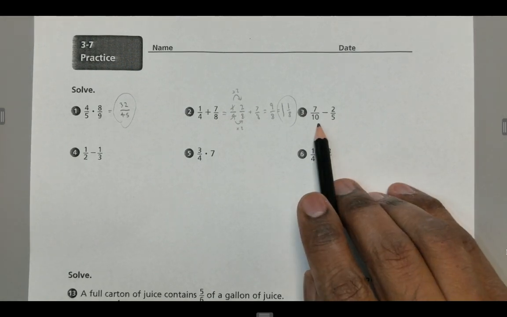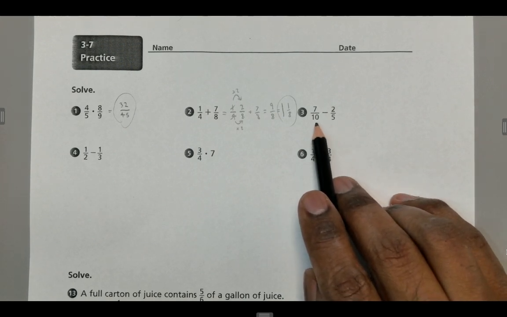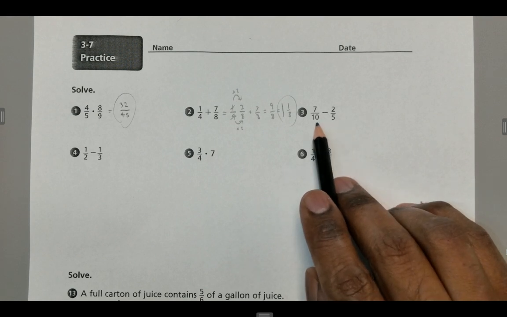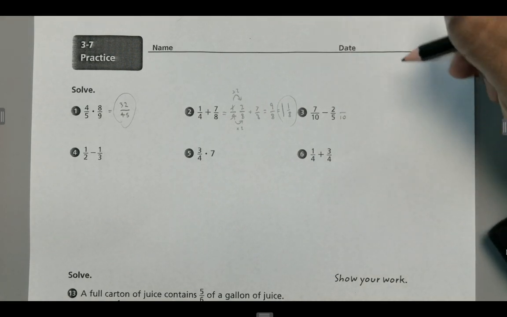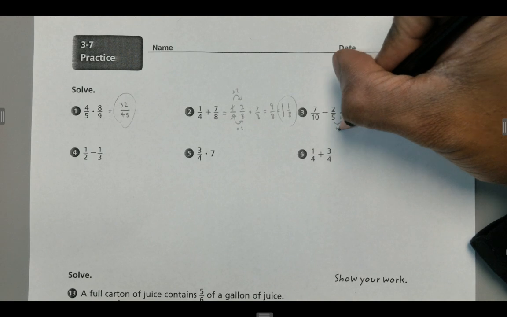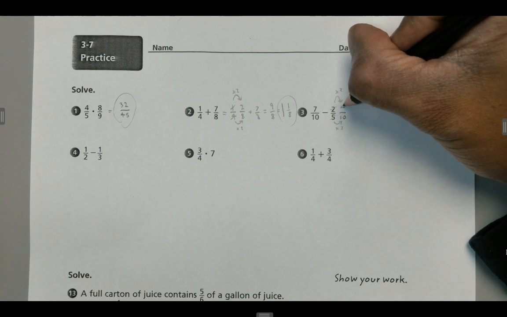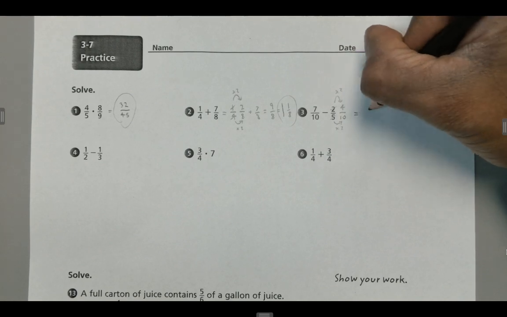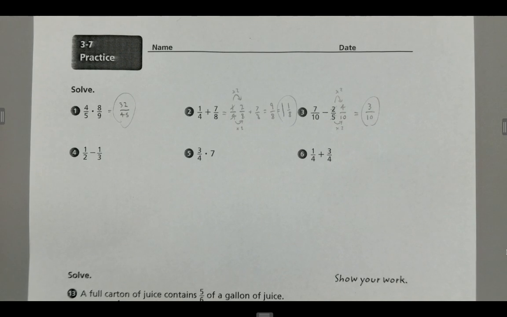Number 3, 7/10 minus 2/5. Again, I'm subtracting fractions here, so I need to start with a common denominator. I'll look at the larger one first and test that out. Will 10 work for 5? Yes, it can. So this fraction is already good because it has the denominator I want to work with. I need to rewrite 2/5 as something over 10. What I do to the bottom, multiply by 2, I must do to the top, multiply by 2. 2/5 gets rewritten as 4/10. Now, subtract my numerators. 7 minus 4 is 3. Keep my denominator the same. 3/10 is my final answer.